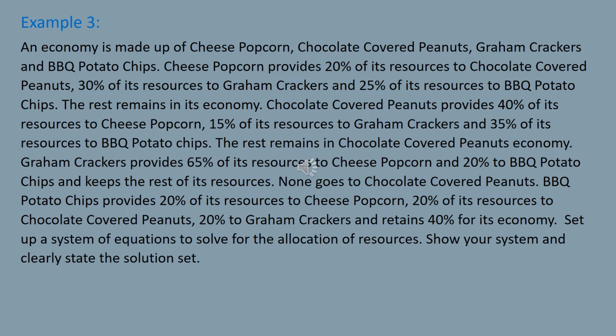Graham crackers provide 65% to cheese popcorn, 20% to barbecue potato chips, and keeps the rest. So notice none of the graham cracker resources goes to chocolate-covered peanut resources. Barbecue potato chips provides 20% of its resources to each of the other three, and the 40% remains in its economy. So we're going to set up a system of equations to solve for the allocation of resources, and we'll solve the system and clearly state our solution set.